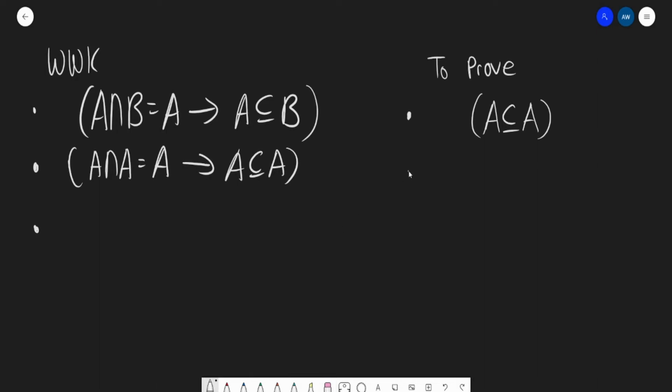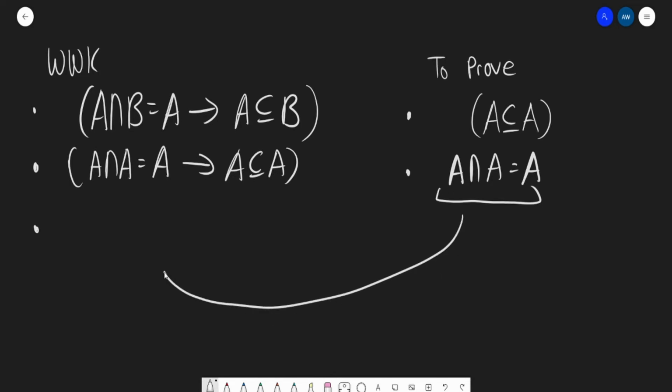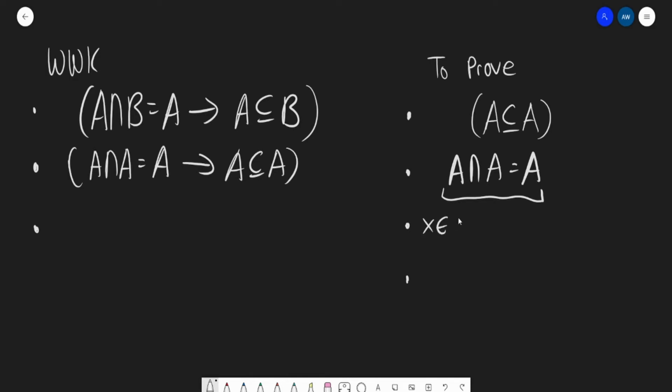So let's add that there. A intersect A is equal to A. So once we prove this, we can basically add it here and we'd be done. Proving that two sets are equal, we've done this before. Basically, we have to prove that if X is in A intersect A, then X is in A, and the other way around. So if X is in A, then X is in A intersect A.